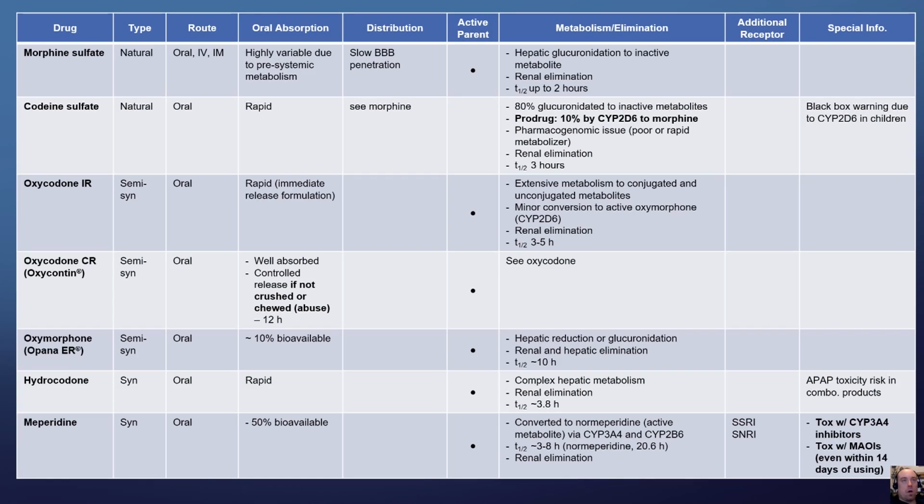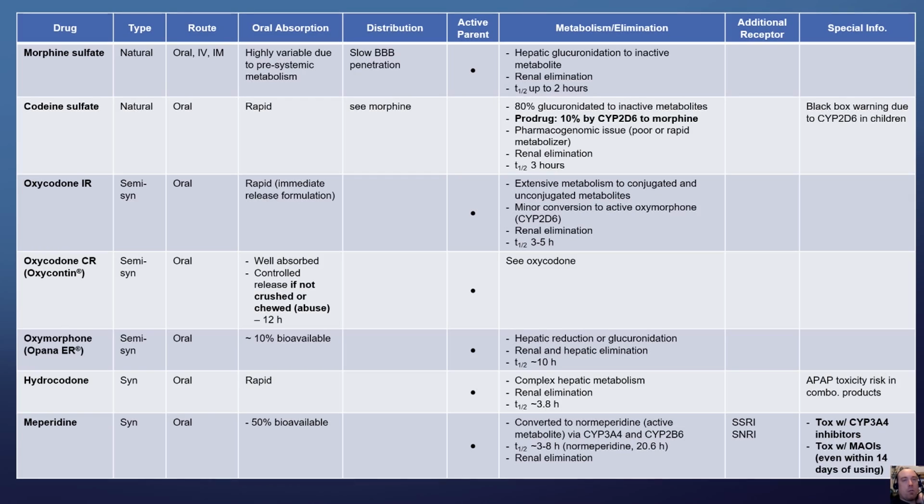Okay, so next I have the column on oral absorption. Hopefully this will shed some light on why, for example, morphine is not typically used orally, even though it can be. It has very variable absorption due to metabolism before it gets into the bloodstream. But most of these opioids have very rapid oral absorption if they are given orally.